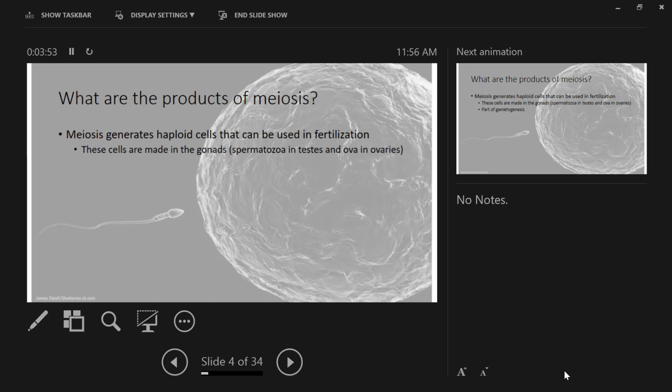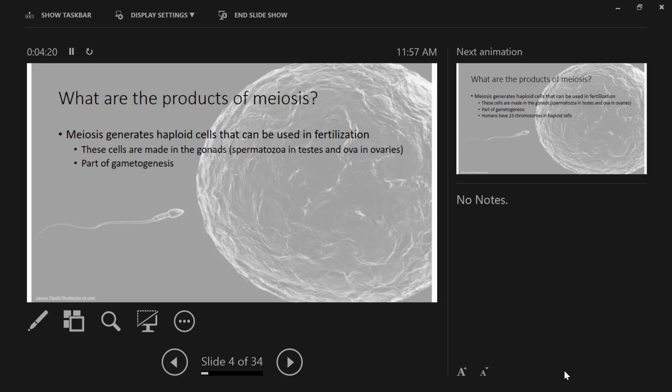Now these cells are only made in the gonads. And in males, they are spermatozoa. And then those spermatozoa will mature, or in some organisms we call them spermatids, and they will mature into sperm. These are formed in the male gonads, the testes, and then ova, the female gametes, are made in ovaries.